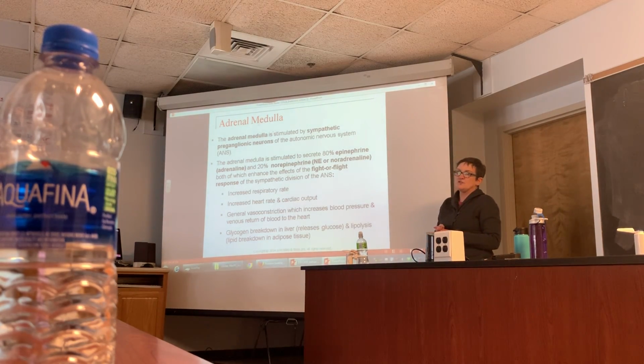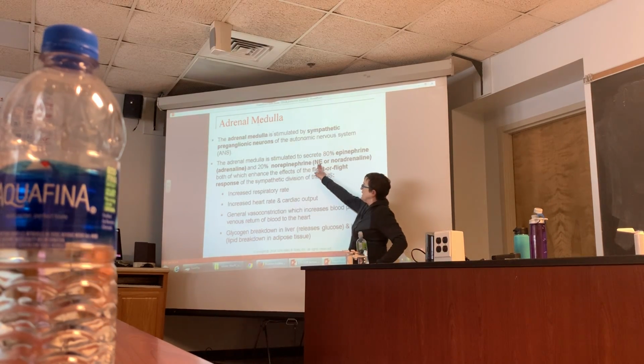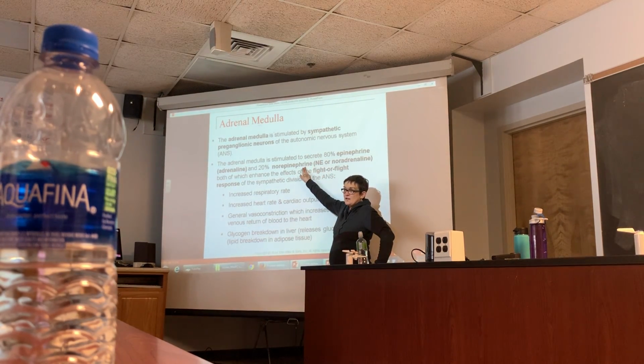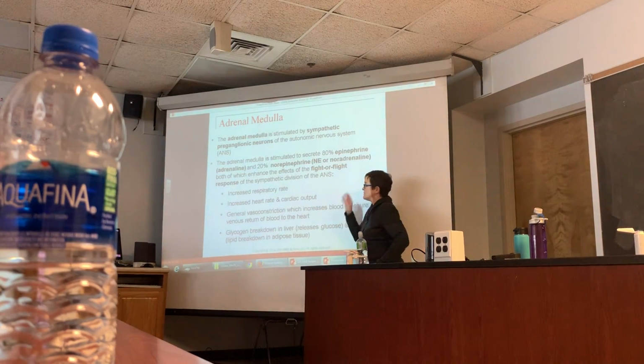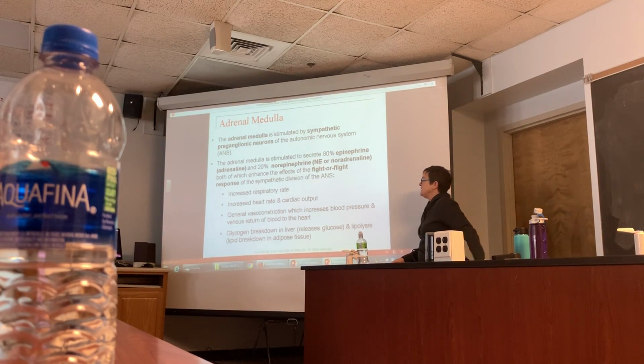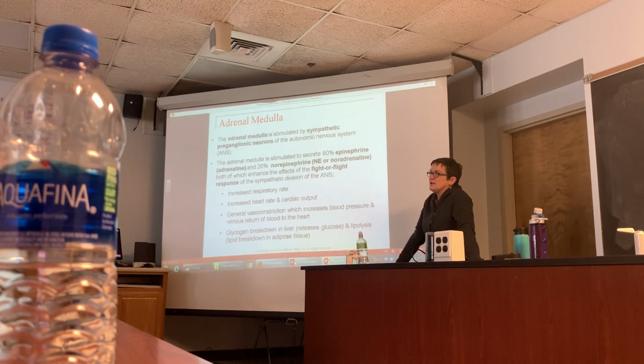Epinephrine is what we commonly call adrenaline, which is kind of the pharmaceutical name for epinephrine. And norepinephrine is also called noradrenaline. You may recall that norepinephrine, or NE, is also a neurotransmitter in the sympathetic nervous system. So it has two roles. It works as a neurotransmitter to stimulate the fight or flight response, and it helps in the fight or flight response stimulated by the adrenal glands. So the adrenal glands and sympathetic nervous system work together.